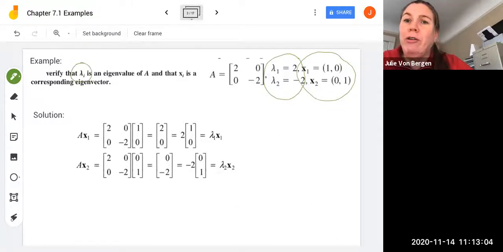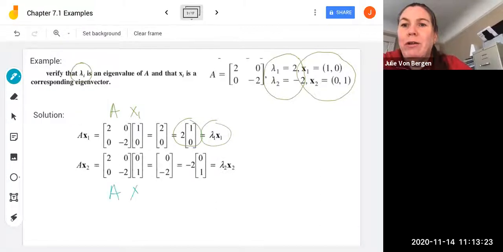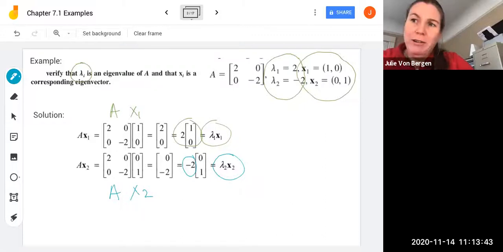So here's our solution. We've got matrix A multiplied by x1 here. That's the (1, 0). And we see, oh yeah, that's just going to be (2, 0), but we can factor out the 2 and multiply it by (1, 0). And so that's our lambda 1 x1. And then similarly, we can do matrix A times vector x2 and we get (0, -2). Well, that's just like a -2 multiplied by this vector x2, so that's lambda 2 x2. So we verified that these values 2 and -2 are eigenvalues of matrix A, and then the corresponding vectors are our familiar standard basis vectors in 2 dimensions, (1, 0) and (0, 1).